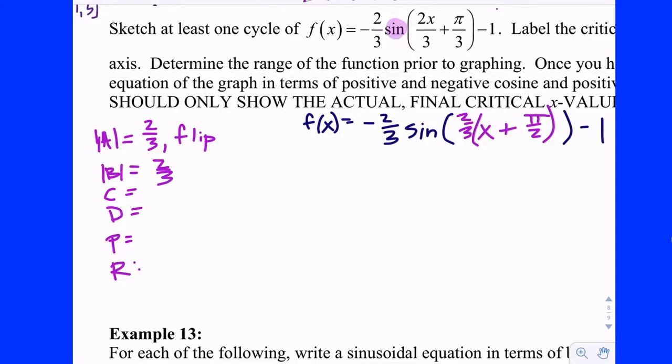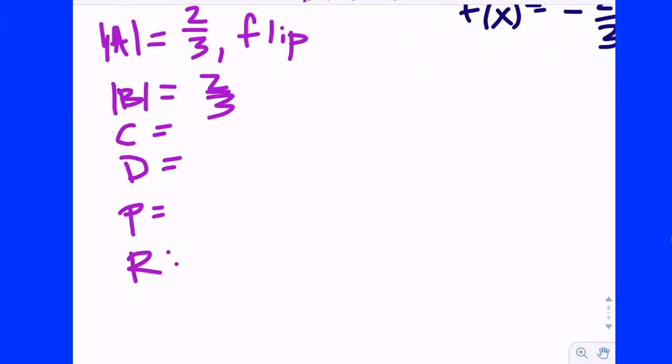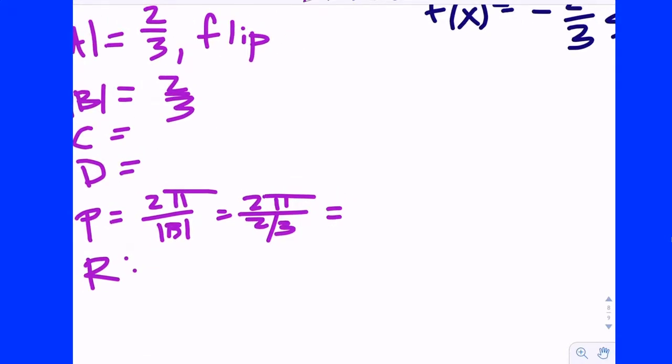If that were a negative B, what would we do? Would we get rid of it or bring it out front? Bring it out front because sine's an odd function. But it's not negative, so it's 2/3. Now, once I find B, I like to find the period because it's closely related. Remember, the period is 2 pi over the absolute value of B. So what's 2 pi divided by 2/3? Pi thirds? Well, let's try it. 2 pi over 1, stay, change, flip, it would be 3 halves, right? Dividing by 2/3 is the same as multiplying by 3 halves.